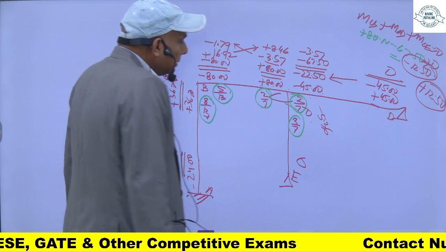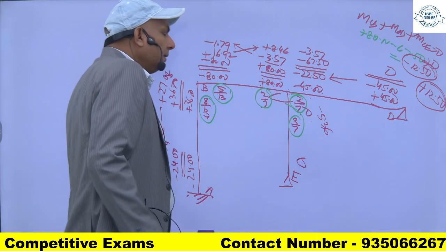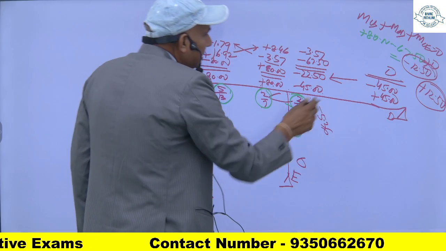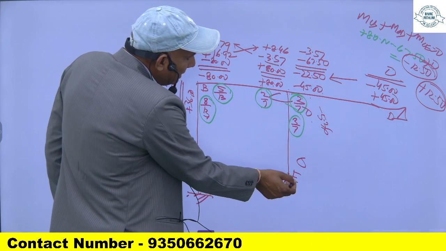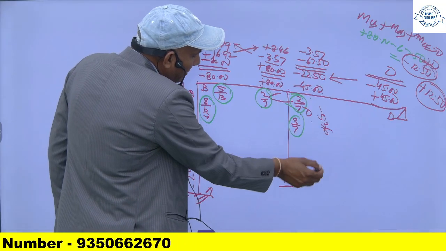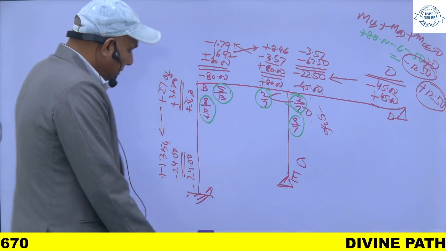And half of this will not come here. Why? Because this end is not fixed. It is simply supported, so no carryover moment will be there. Similarly, in this case also, half of this moment will not come here since this is a simply supported, hinged end.